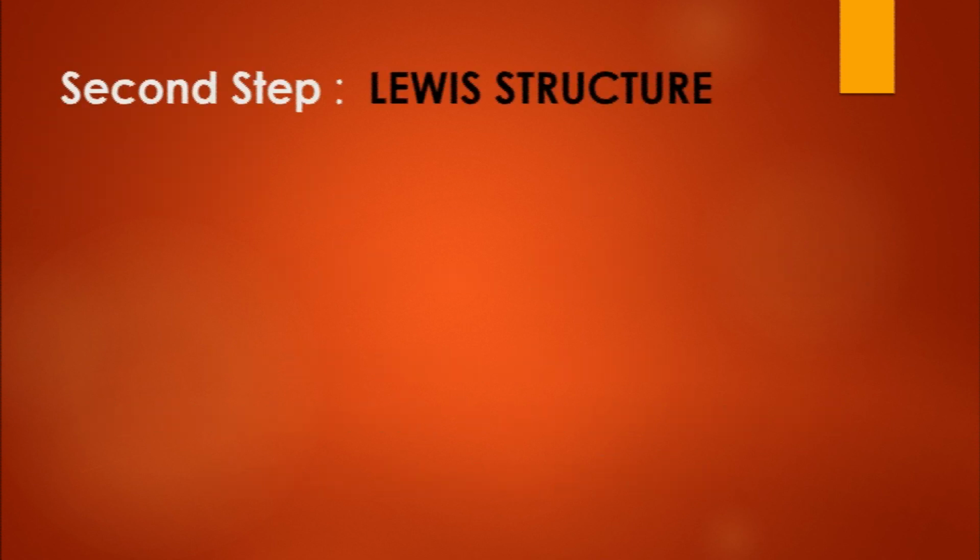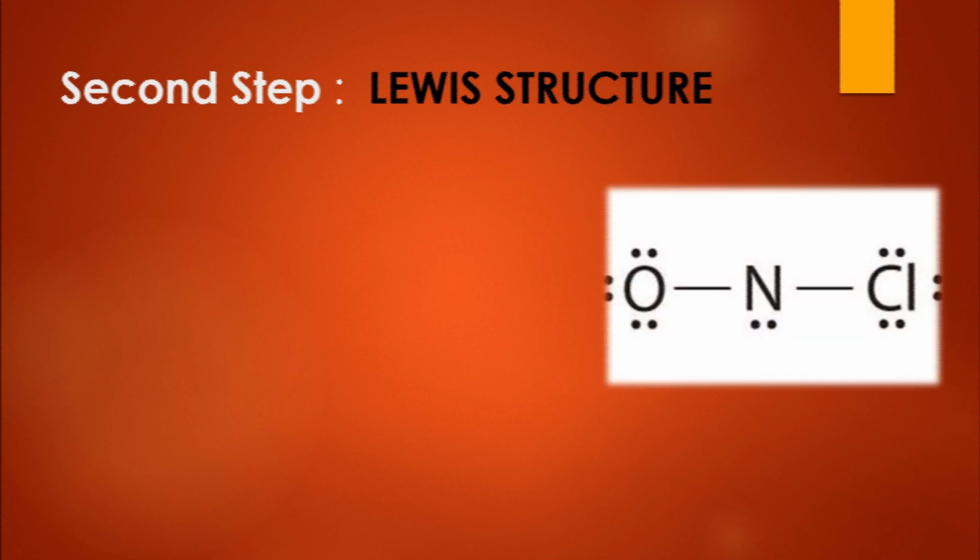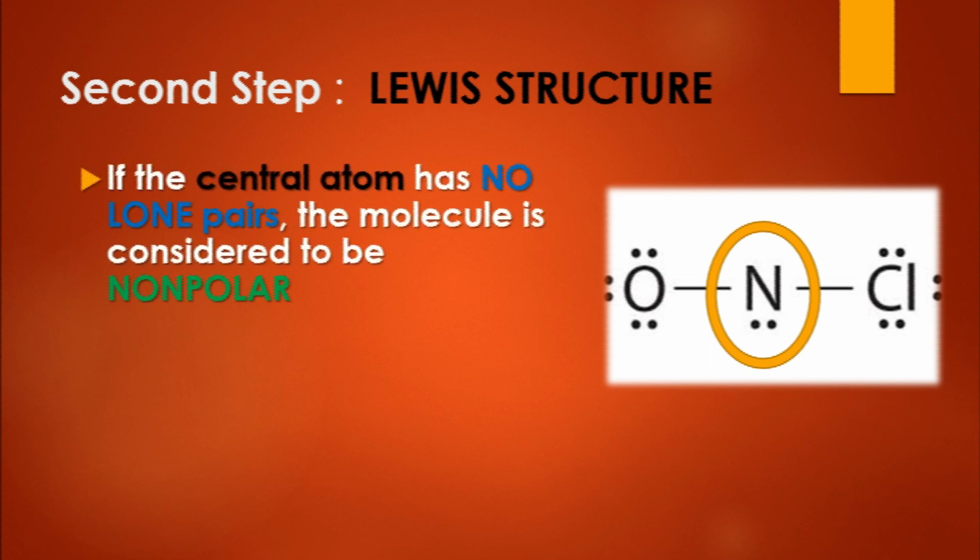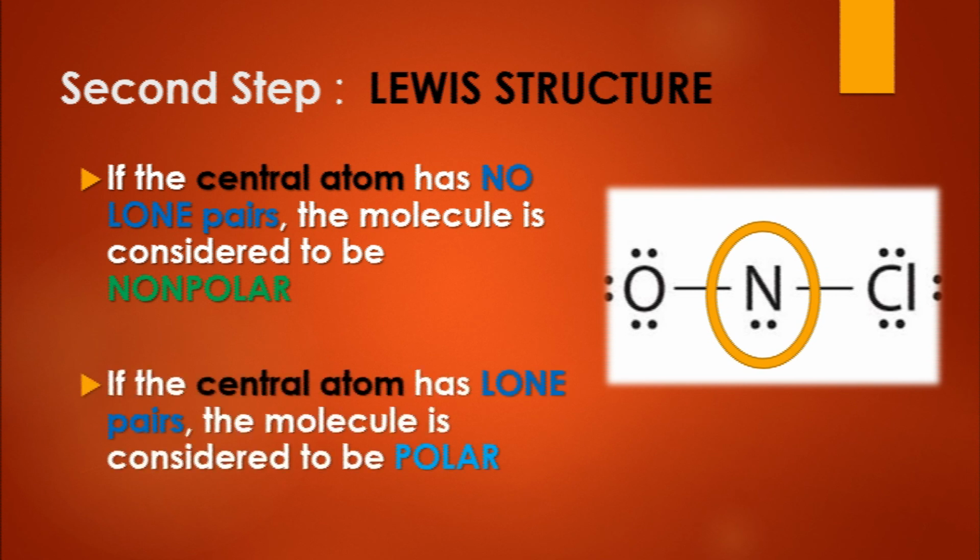The second step in finding the polarity of the molecule is through the Lewis dot structure. The Lewis structure shows us the element, type of bond, and the valence electrons. Now, what is important here is the central atom. It says here that if the central atom has no lone pairs, the molecule is considered to be nonpolar. And if the central atom has lone pairs, the molecule is considered to be polar. So, ang titignan lang natin ay ang central atom.